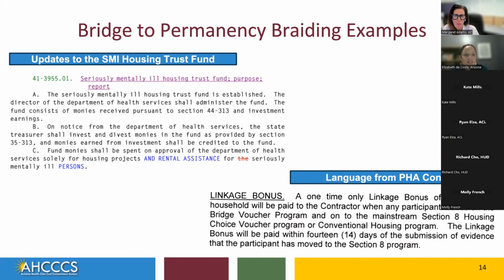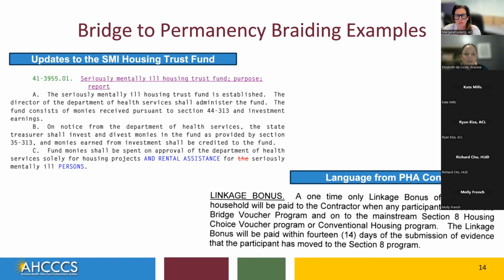The next three slides are going to be some examples of the language. From my perspective, this is really where you get to the improvement of a braided funding model: the language that you have in contract that speaks to the entire thread of what you're trying to braid. The first is the example of the legislative revision that we did to the seriously mentally ill housing trust fund, where you can see we shifted from only being able to do property acquisition and renovation to also adding in the rental assistance.